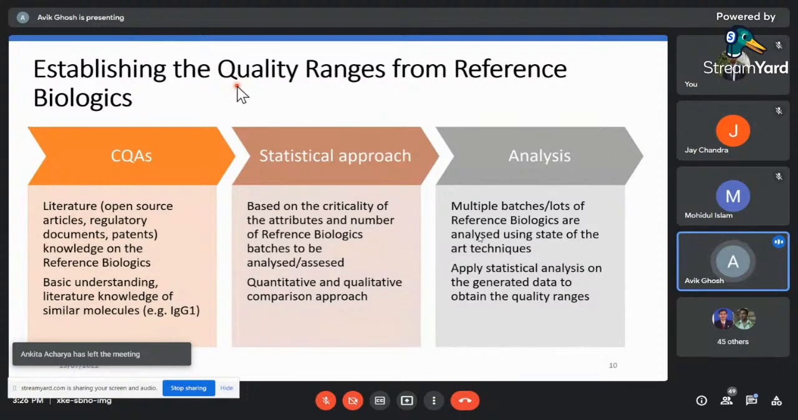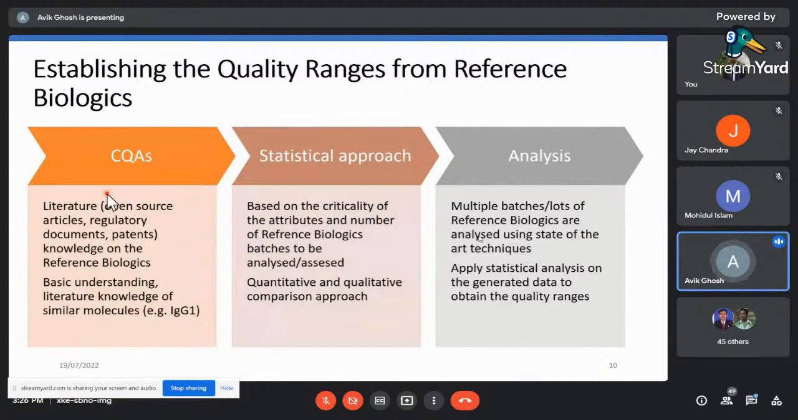So basically your first part is to actually set the target. For that, you first understand what quality attributes you want to target. These are called the critical quality attributes. These are the quality attributes that are directly related to the safety and efficacy of the product.